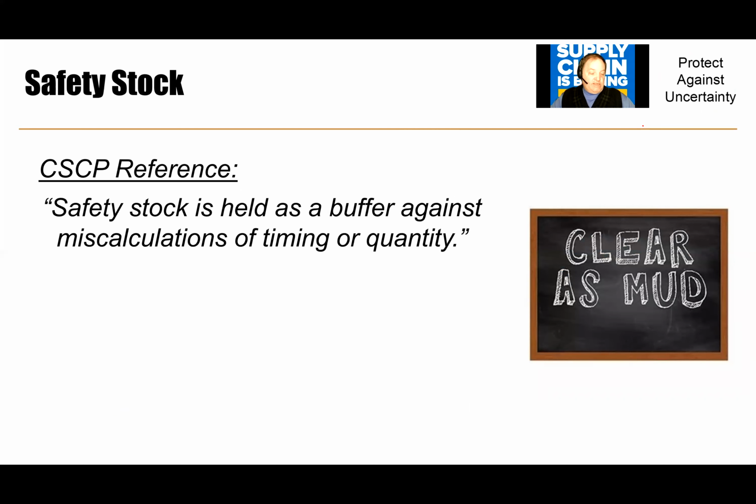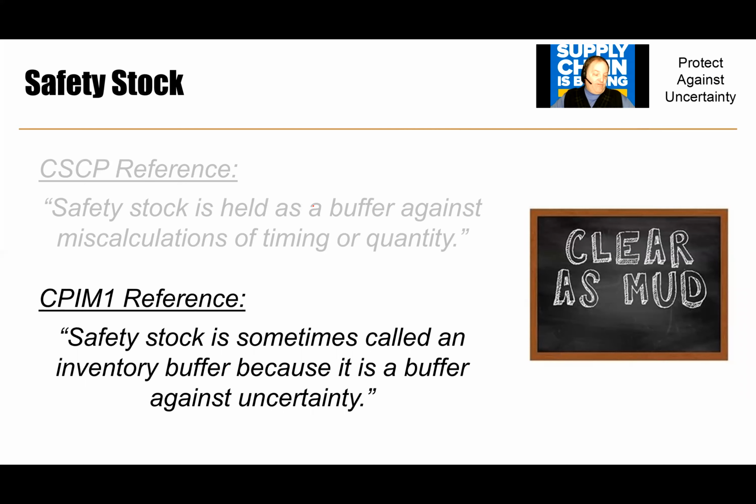For example, in CSCP, I found safety stock is held as a buffer against miscalculations of timing and quantity. And in CPIM, I found safety stock is sometimes called inventory buffer because it is a buffer against uncertainty. So if this is not clear as mud, I don't know what is. But for your learning references, I would consider buffer inventory as a component of TOC, or theory of constraints.